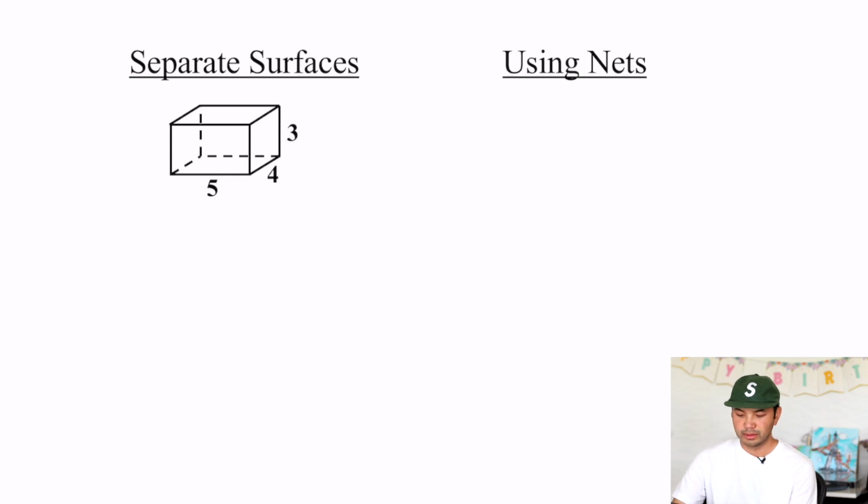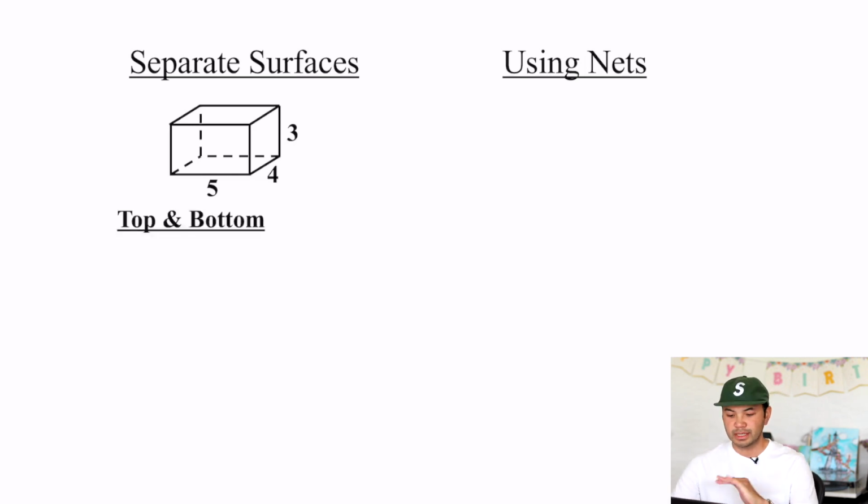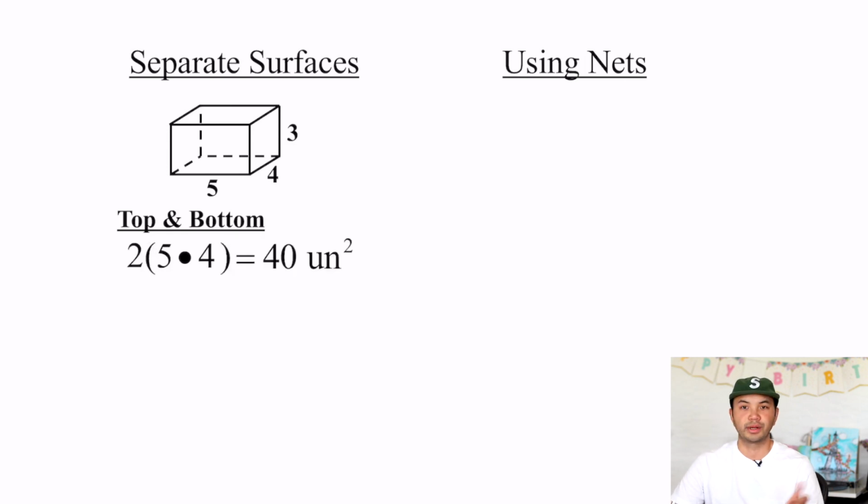So I would look at the top and bottom first. They flashed purple right now. So to find the area of the bottom is 5 times 4. But since it's a rectangular prism, the top and the bottom are the same. So all I need to do is multiply that by 2. And that's 40 units squared.